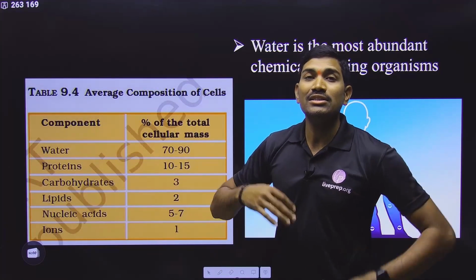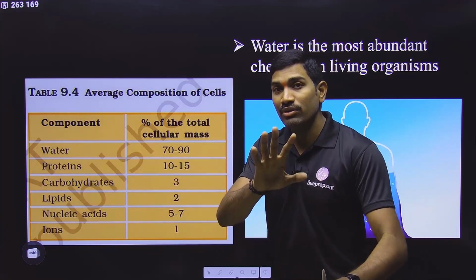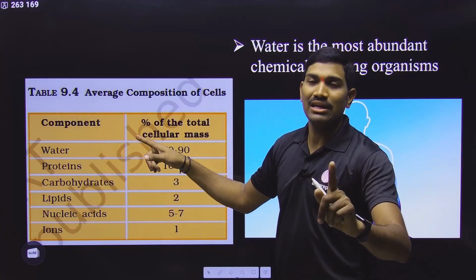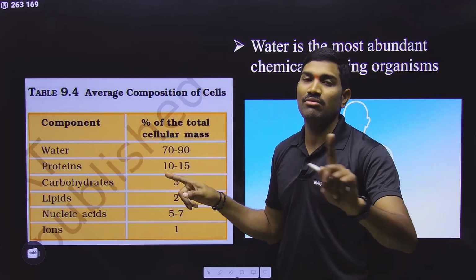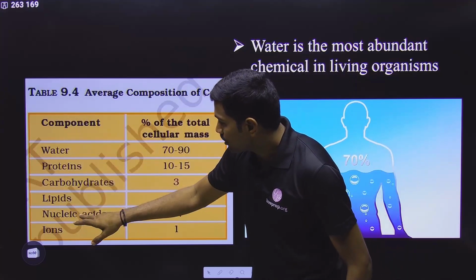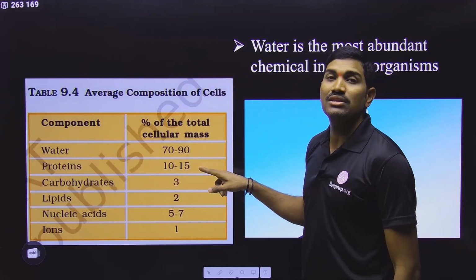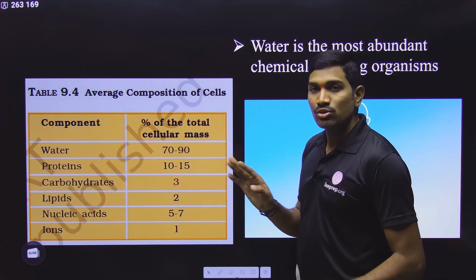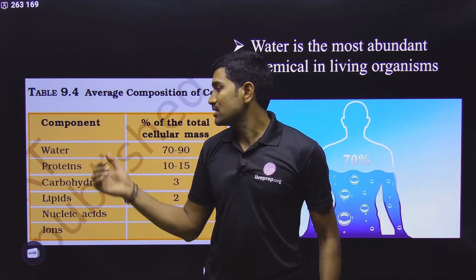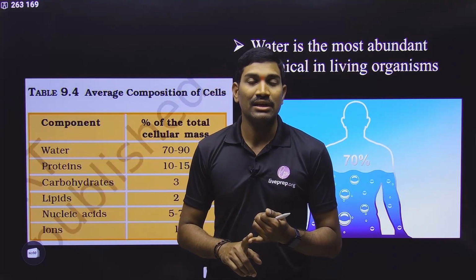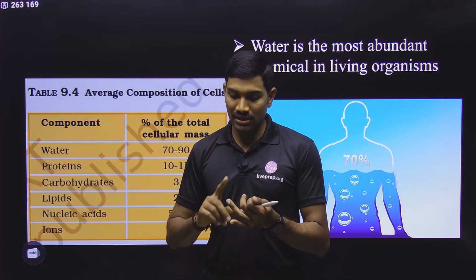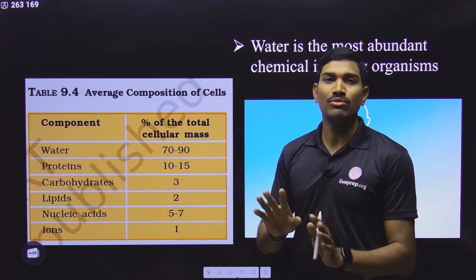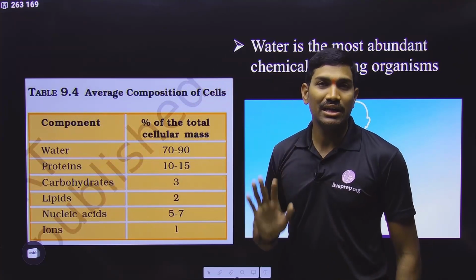So if they ask what the most abundant organic compound is, then you should not write water. If they are asking directly about organic compounds, then what do you need to write? Out of these four, proteins are the most abundant, 10 to 15% are present. So in general, if they ask, water is the most abundant. Inorganic, if they are asking, water is the most abundant. And organic, if they are asking, proteins are the most abundant. So read the question very carefully.